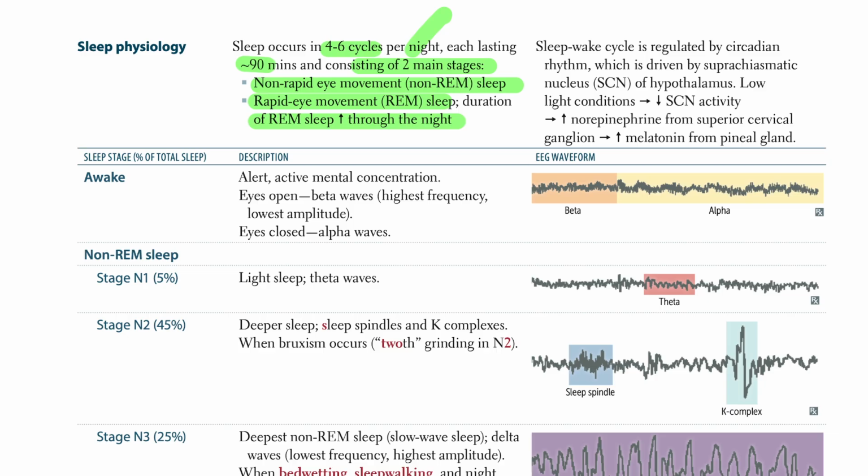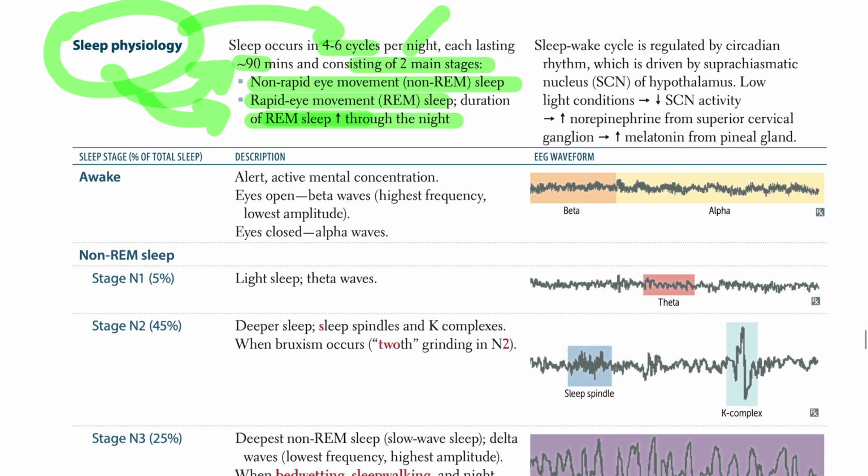Okay. Again, what did we say? We said the sleep occurs in 4 to 6 cycles. And each cycle is about 90 minutes. And each of those cycles contains about 2 sleep stages. One is REM and one is non-REM. The REM, slowly by slowly, as you sleep more and more, the REM increases.